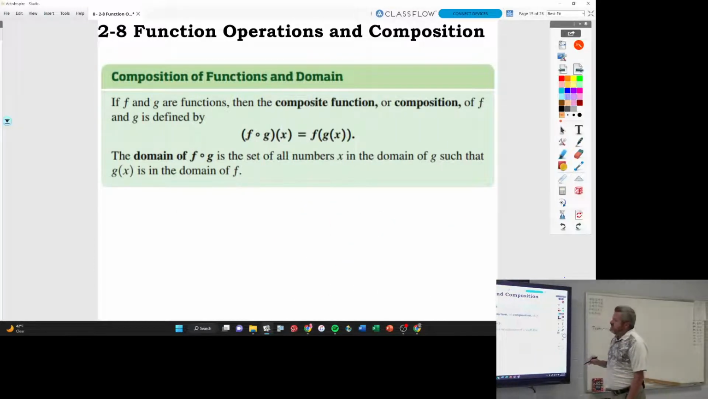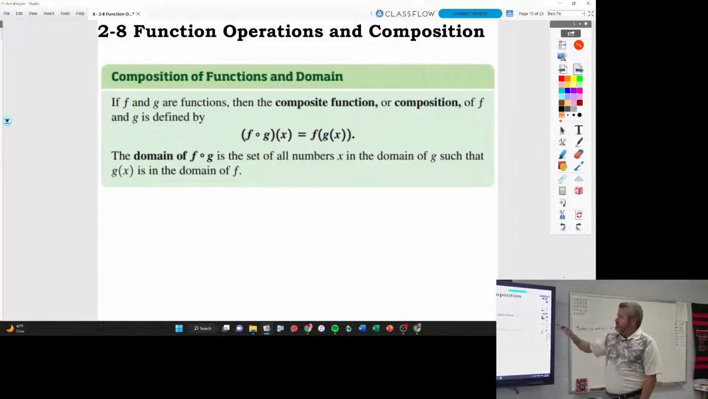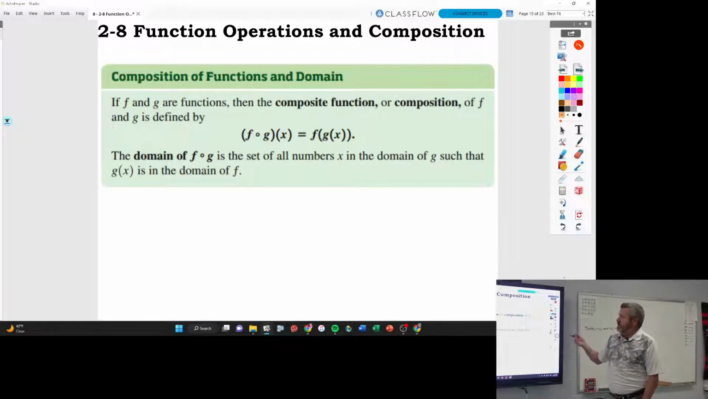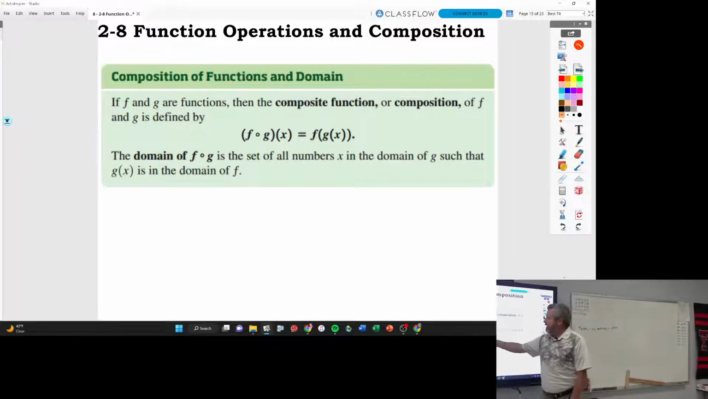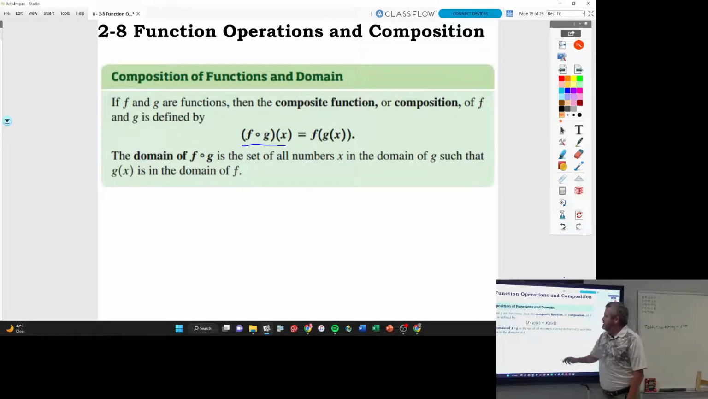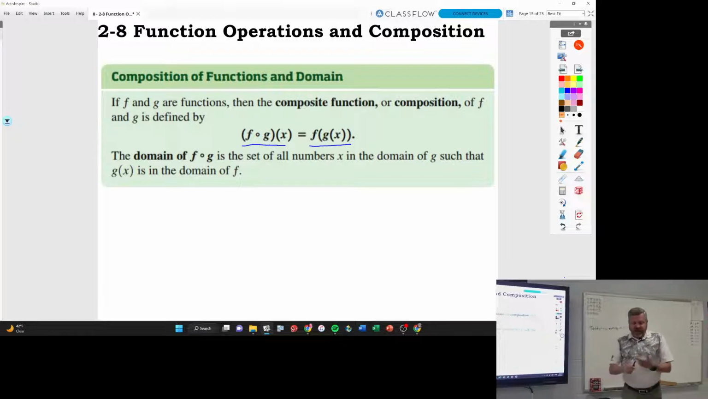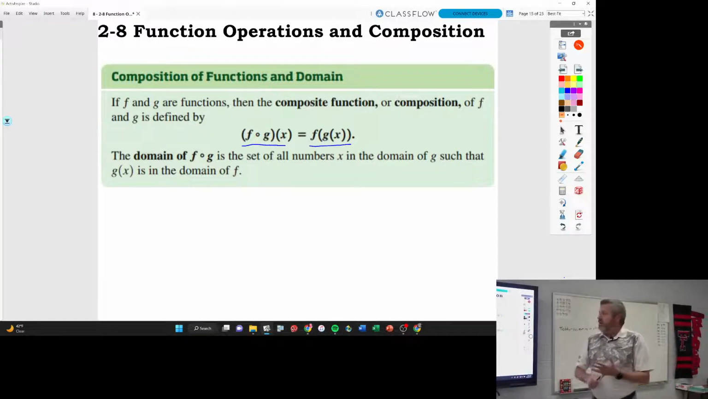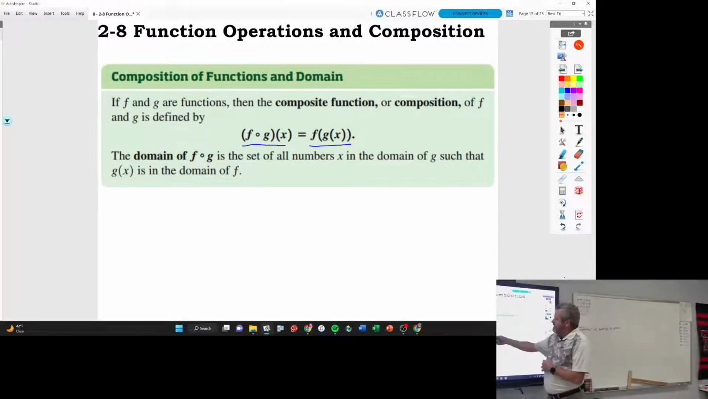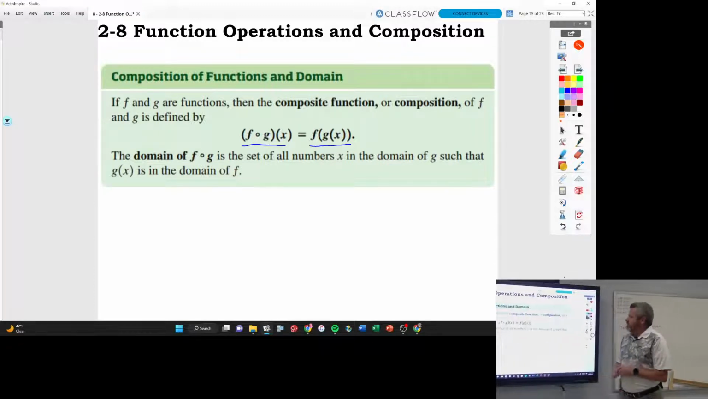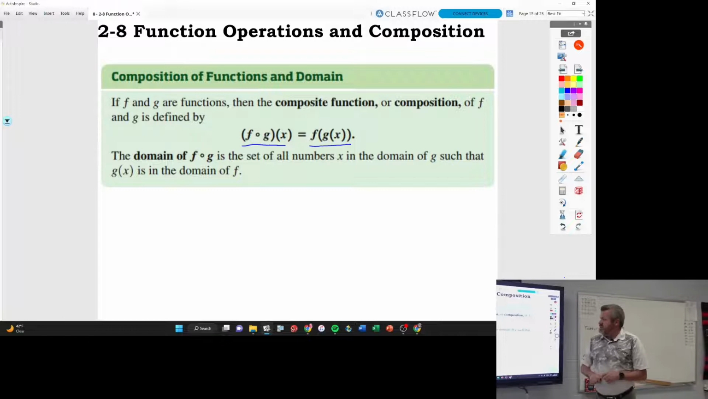It's kind of messy here. Here it is written out. So if f and g are functions, then the composite function or composition of f and g is defined by f circle g of x is the same thing as f of g of x. So it's just like when we're adding and subtracting and multiplying and dividing. You can write it as f of g of x in this case. The domain of f circle g is the set of all numbers x in the domain of g such that g of x is in the domain of f.